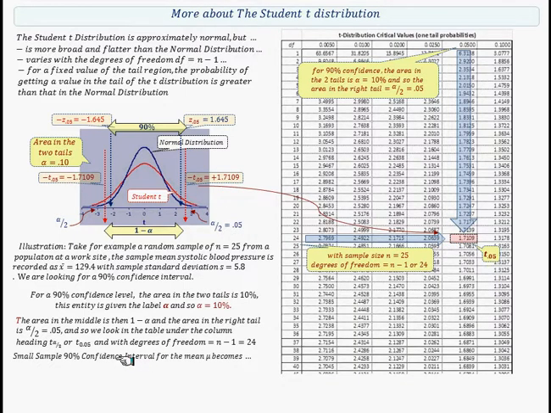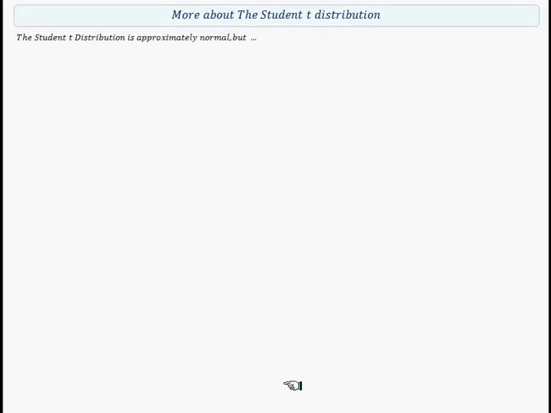A sample 90% confidence interval for the mean mu becomes, here we go, it's your estimate plus or minus your margin of error, and your t is 1.7109. We use S as an estimate of sigma, and this gives us our confidence interval here. We're 95% certain that this interval captures the true mean for the population.